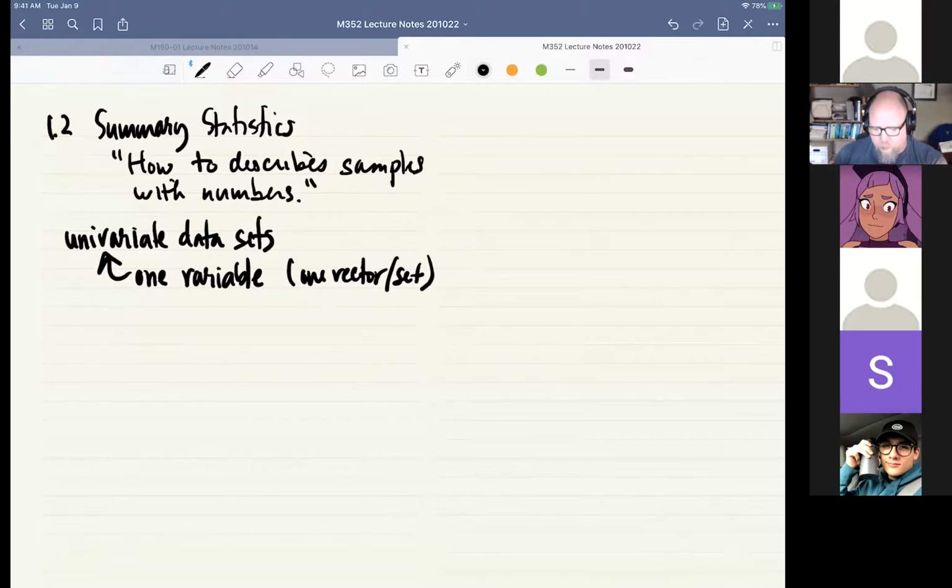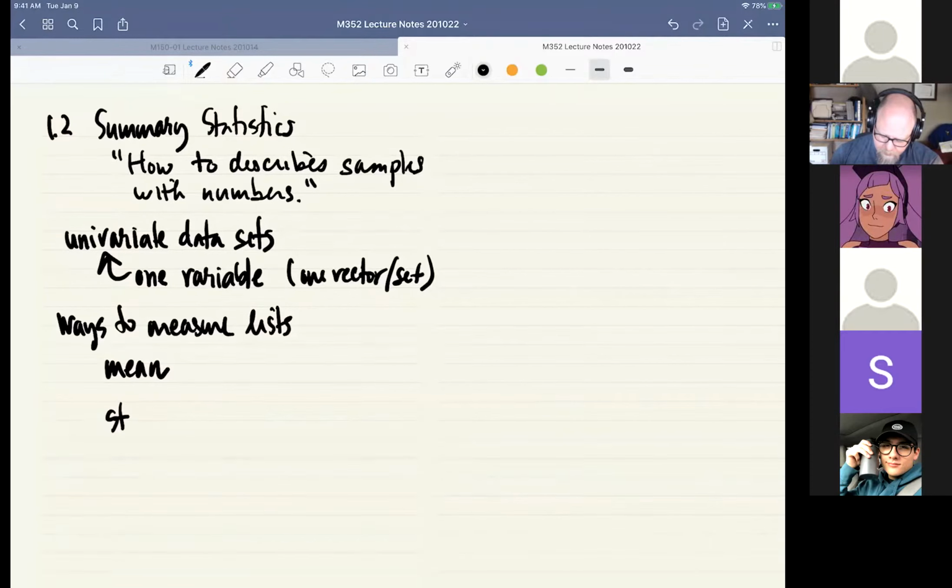So what are some ways that we've talked about measuring lists in this class so far? Mean and standard deviation. Okay. We've talked about the mean. We've talked about the standard deviation. Is there anything else that we've talked about? The size of the list. Sure, size of the list. How many things are in the list?